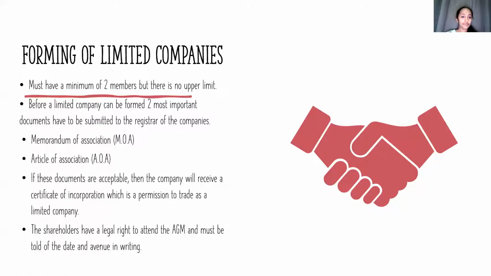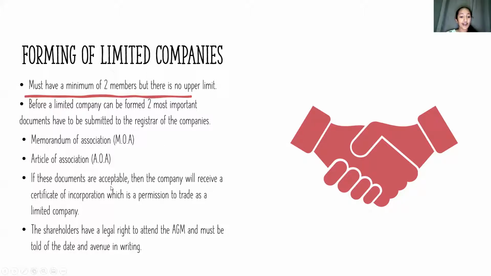Next, forming limited companies must have a minimum of 2 members, but there is no upper limit. Before a limited company can be formed, 2 most important documents have to be submitted to the registrar of the companies. The Memorandum of Association, also known as the MOA, and Articles of Association, also known as the AOA.